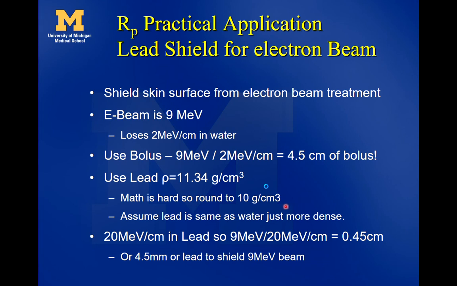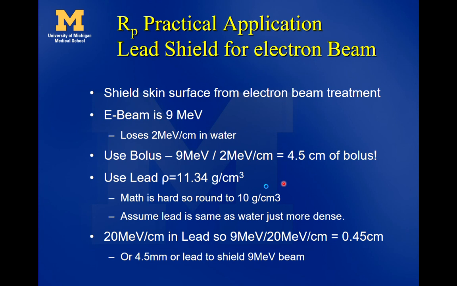So let's say we're going to use bolus, right? We'll say, well, we have a lot of bolus on hand. We're just going to bolus this patient until the beam stops. So if we take 9 MeV, we're assuming bolus is just like water, so we divide by 2 MeV per centimeter. We get that we have to use 4.5 centimeters of bolus to stop this electron beam. Can you imagine stacking almost 5 centimeters of bolus on top of our patient? Wouldn't be very practical. So let's use lead instead. Lead has a density of 11.34 grams per cubic centimeter.